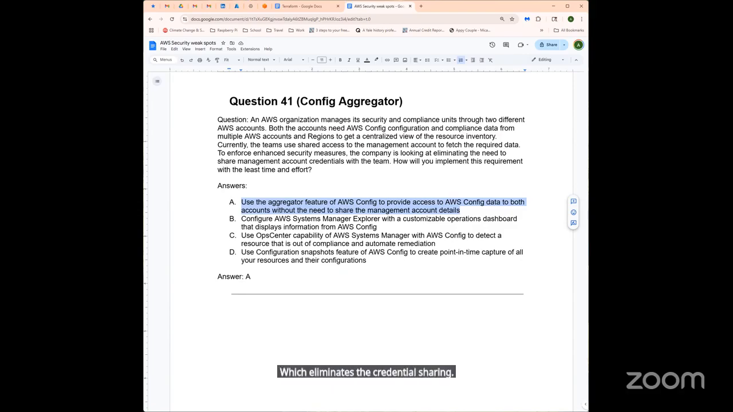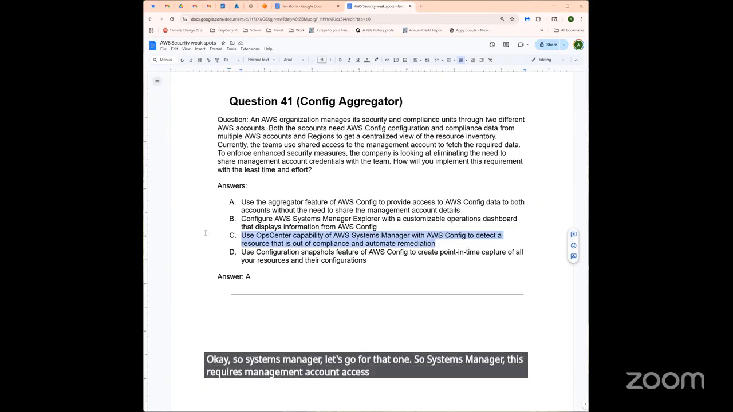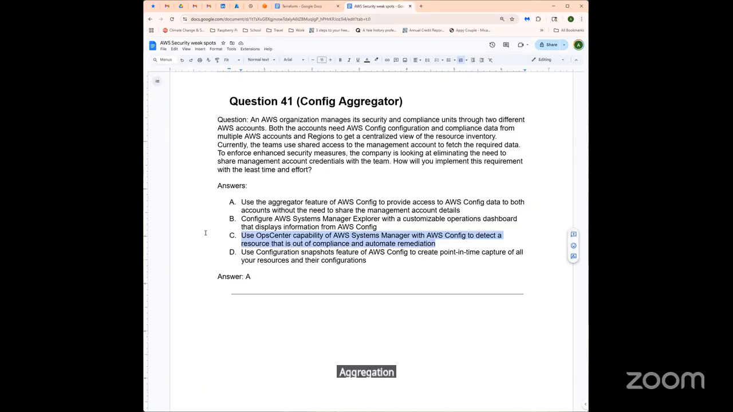Why are the other options incorrect? Systems Manager, let's go for that one. Systems Manager requires management account access for multi-account aggregation. No, I'm sorry, this is Systems Manager. Yes.